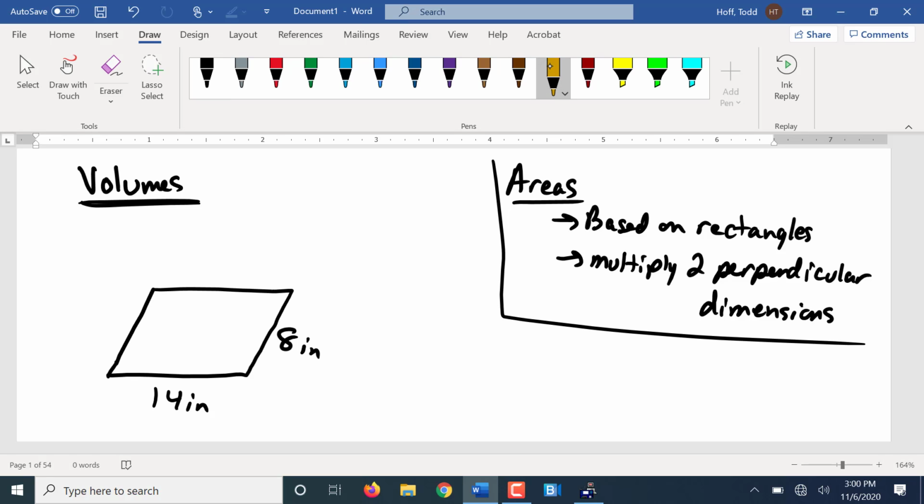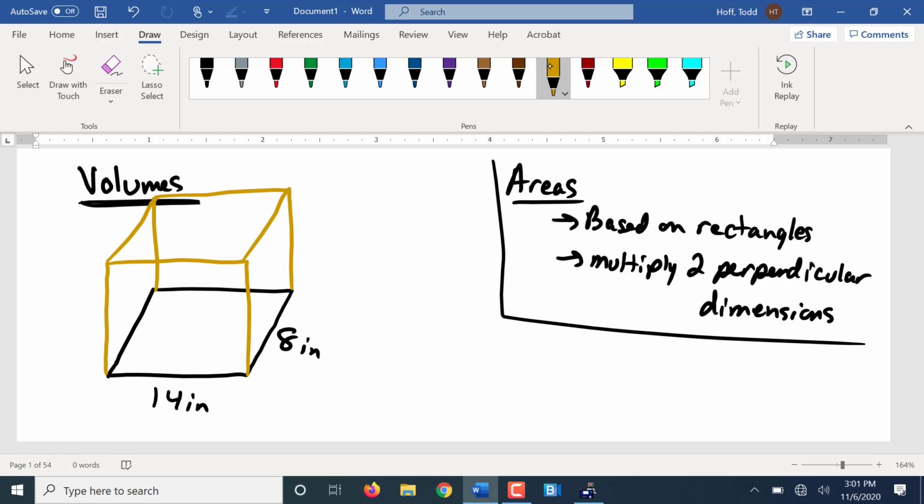To create a volume, we're going to take that area and we're basically going to lift it, pull it through space. And the air that it displaces, the space that it travels through, becomes the solid object that we're going to find the volume of. So we're basically just lifting it straight up, like that. So the size, of course, this forms a box, which is the most basic volume we can find.